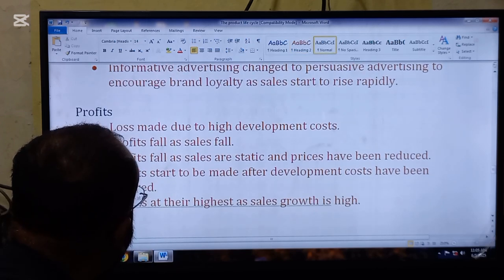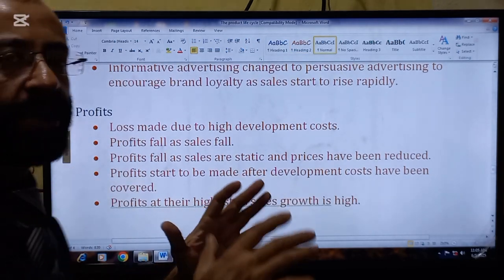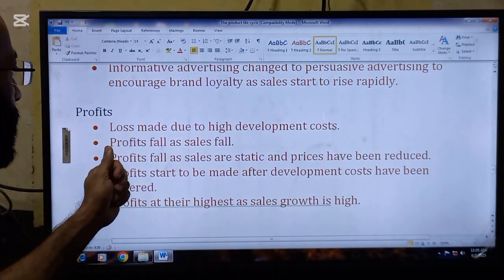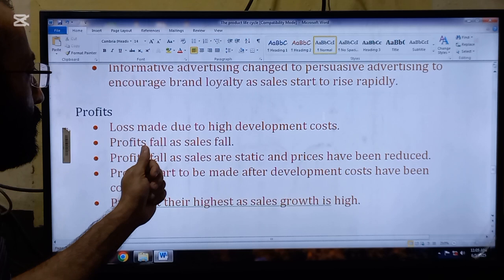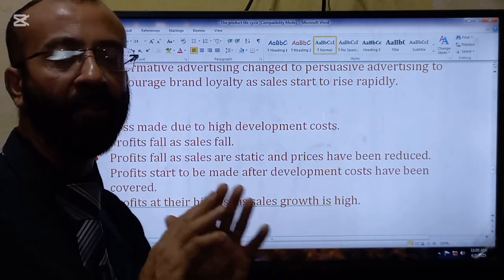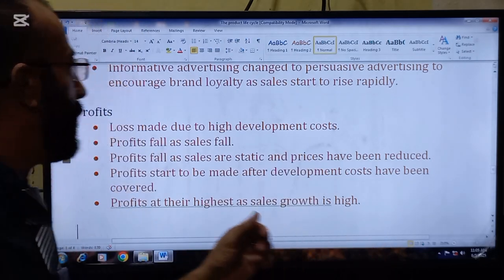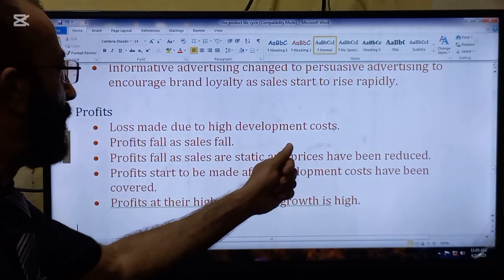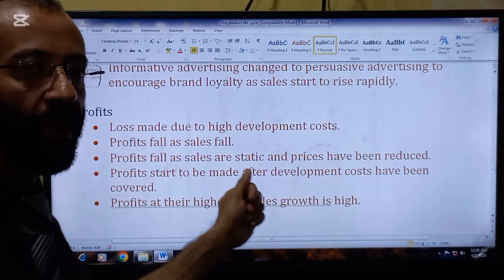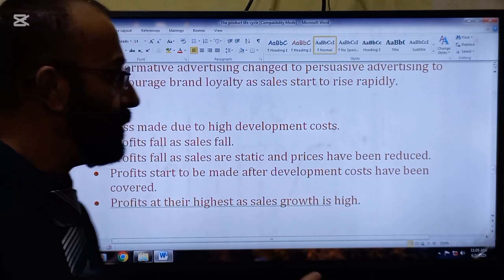And finally, we are going to read the topic profits. So what are the stages of the profits in the product life cycle? The first stage will be loss made due to high development costs. So this will be the very first stage when you are making no profit because you have invested a lot in the development of the product. So, loss made due to high development costs. Then profits fall as sales fall. So in the very first stage, very few products will be sold.